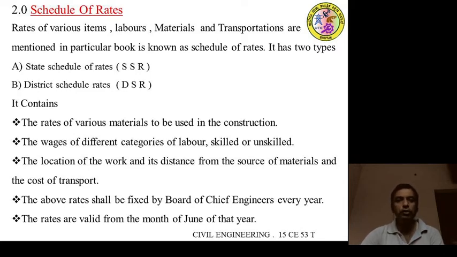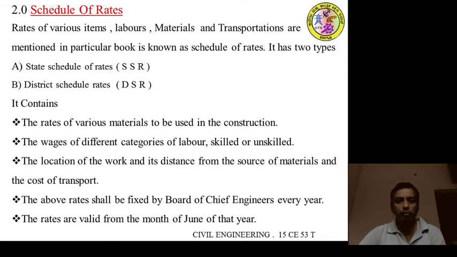The location of the work and its distance from the source of materials and the cost of transport. That means the construction site and where the material is available. It may be raw material available at a location distant from the construction site. The distance will be mentioned in this book.